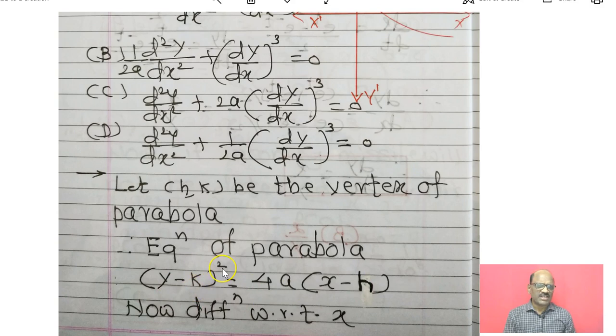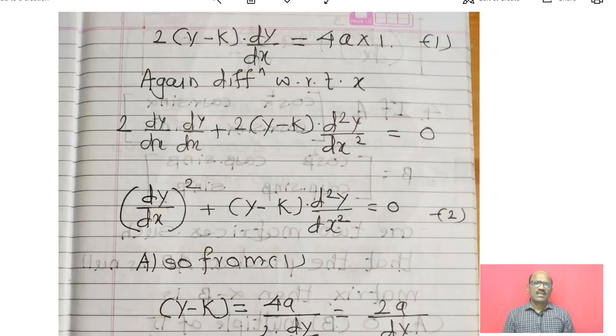That is, (y minus k) whole square differentiated is 2 times (y minus k) into d by dx of (y minus k), that is 2 times (y minus k) into dy by dx. Again also the differentiation on the right-hand side: the derivative of x is 1. Now after the first differentiation, that is 2 into (y minus k) into dy by dx is equal to 4a into 1. This is equation number 1. Now again differentiate with respect to x.